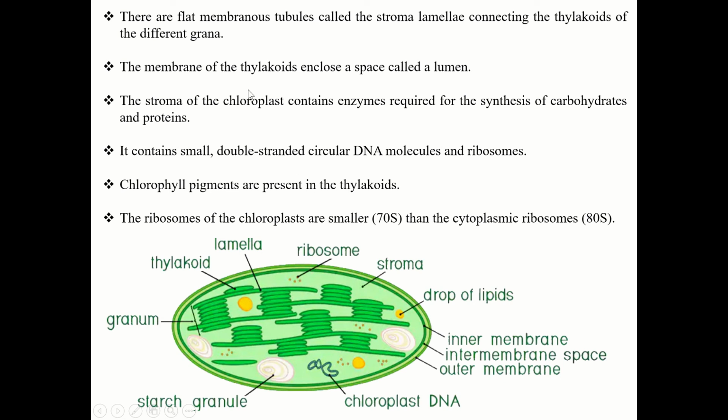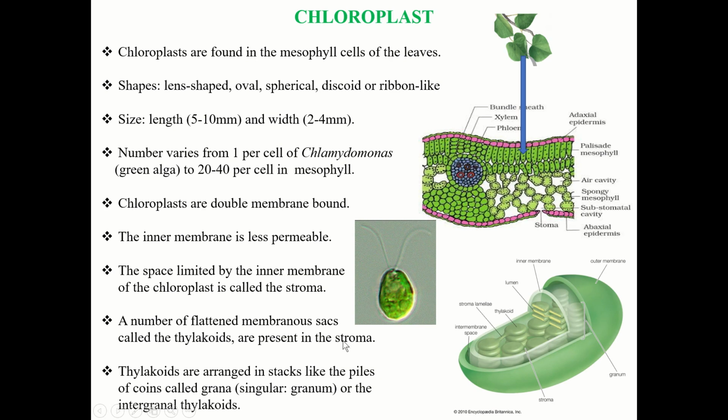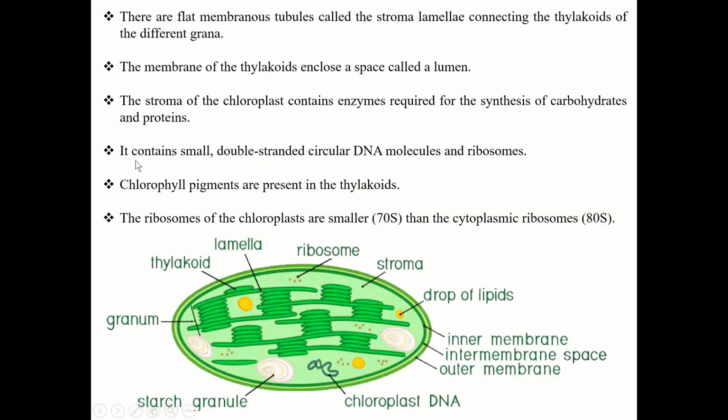The membrane of the thylakoids encloses a space called the lumen. If we cut this coin-like structure, you will find inside a space, and this space is called the lumen. It contains small double-stranded circular DNA. So inside the chloroplast you will also find circular DNA molecules and ribosomes.